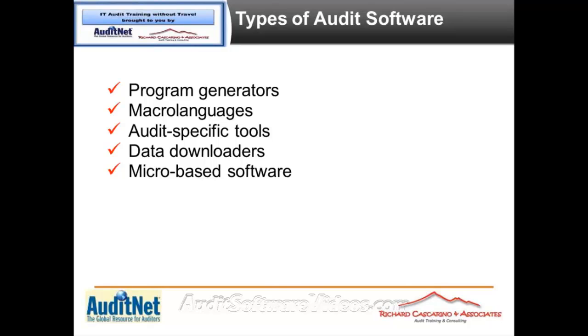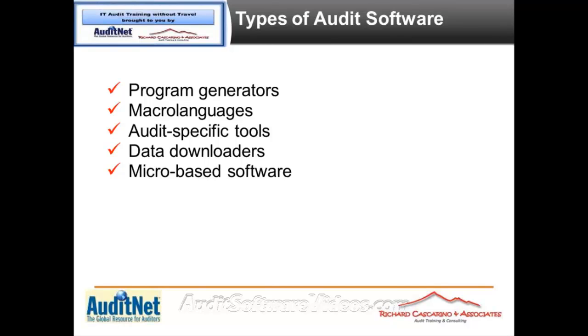Types of audit software, different kinds that you can get. You can get program generators that will generate programs in Pascal, C++, in the old days even COBOL. And then you can take the source code and amend it and make it more efficient or whatever you want to do with it. You get macro languages where you give it an instruction and it will bust it out into a whole string of instructions, which is what you saw happening within IDEA. This is the script that it created.